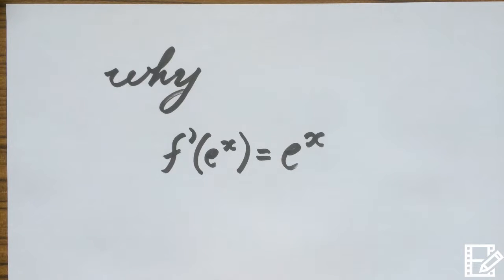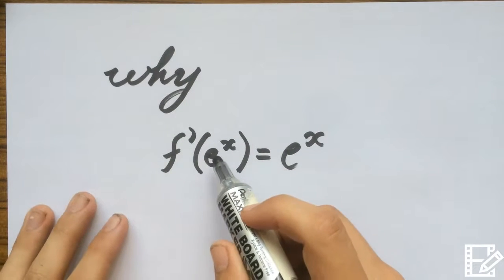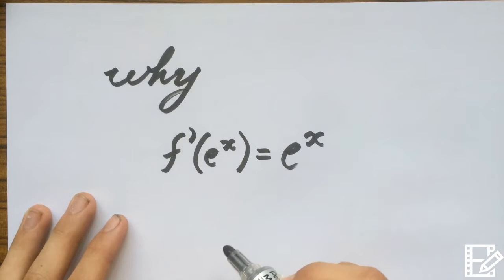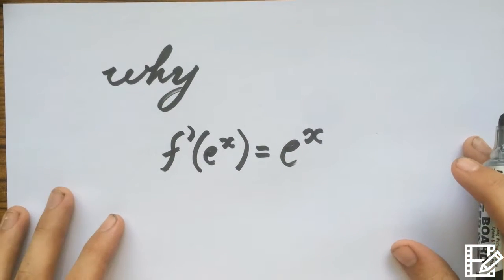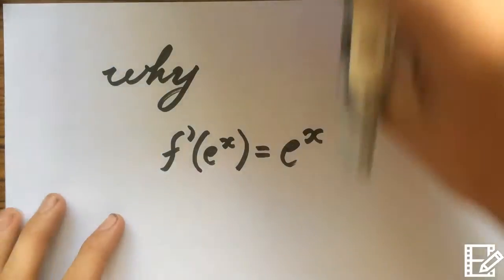Welcome back to another episode of my proof series where I show you why certain things happen in mathematics. Today we'll be focusing on why the derivative of e to the x is e to the x. Okay, and we're going to use limits to solve.